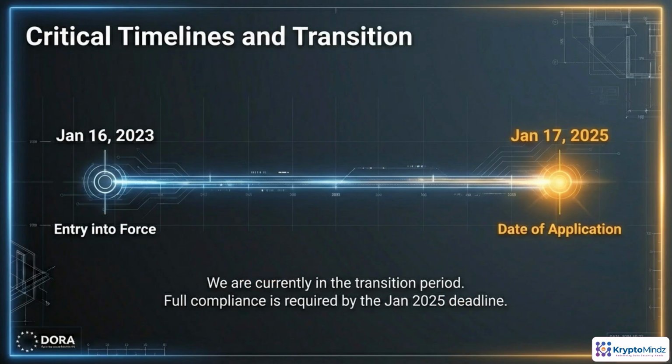DORA is already law, but it's not yet fully applicable. It entered into force in January 2023, and the key date you must work toward is mid-January 2025, when the regulation starts to apply in practice. Think of this period as your implementation runway. Supervisors expect real progress now. Governance defined, gap assessments done, and remediation underway, not last-minute fixes. By the application date, core frameworks for ICT risk, incidents, testing, and third-party risk must be operating, with evidence you can show to regulators and auditors.